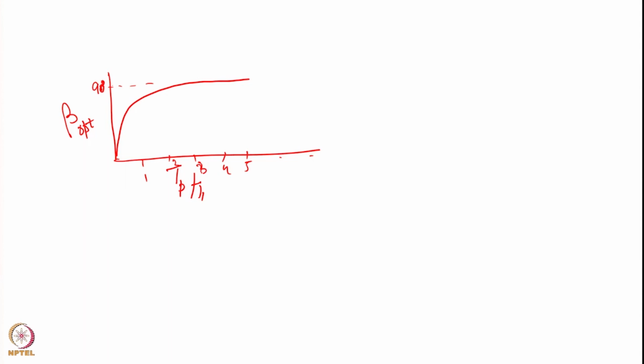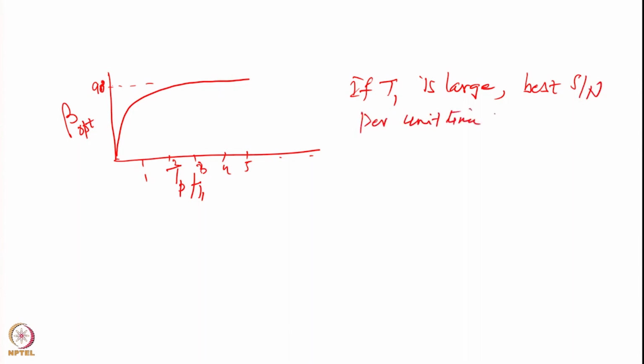But if T1 is very short, say 0.1 second, then I can easily use 0.5 seconds for Tp. Therefore, there is no difficulty for that. Therefore, if T1 is large, then the best signal to noise per unit time is obtained for small flip angles.